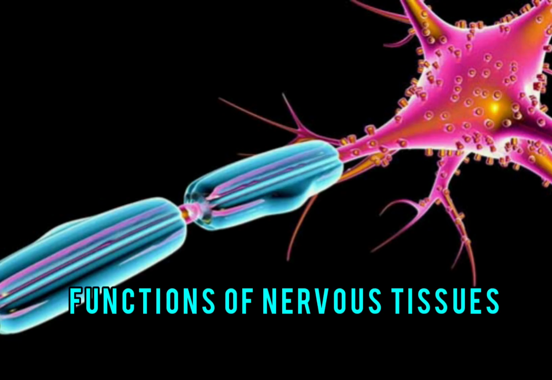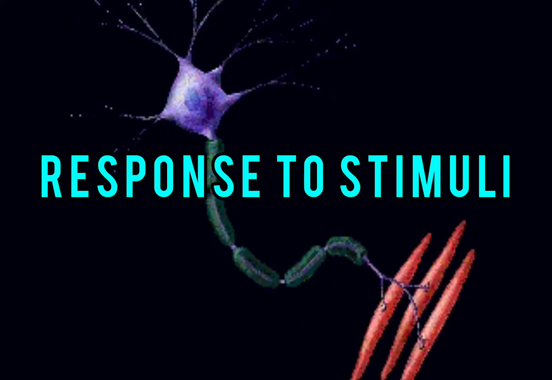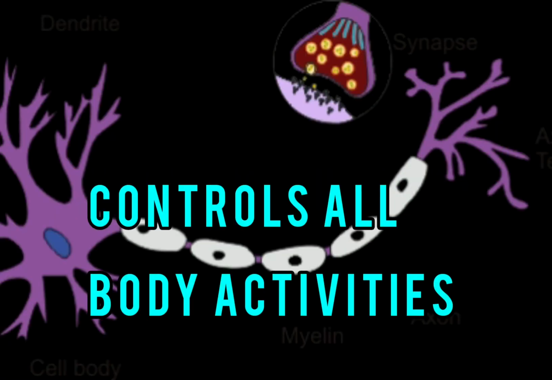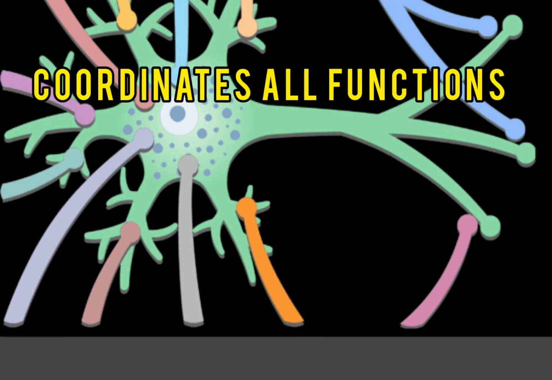Functions of nervous tissue. This tissue provides response to all the stimuli like light, heat, temperature, smell, touch, pain. The learning behavior of the body is totally dependent on nervous tissues. These tissues control all the body activities and also coordinate their functions.